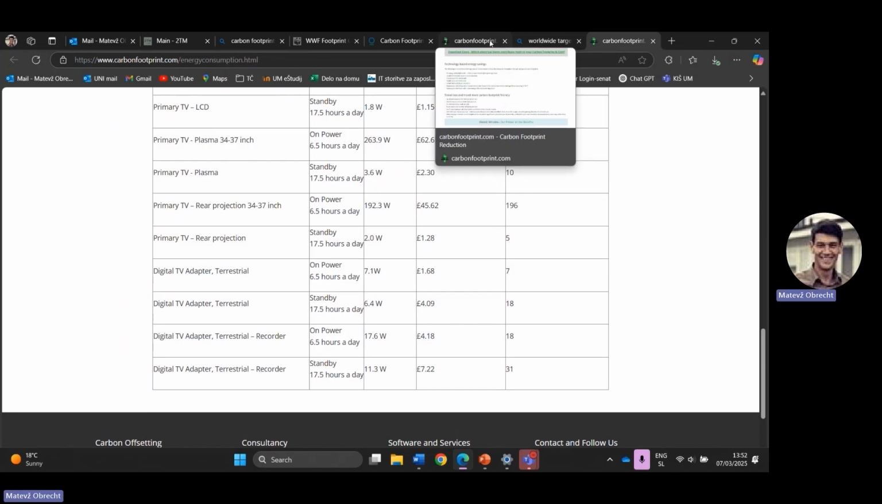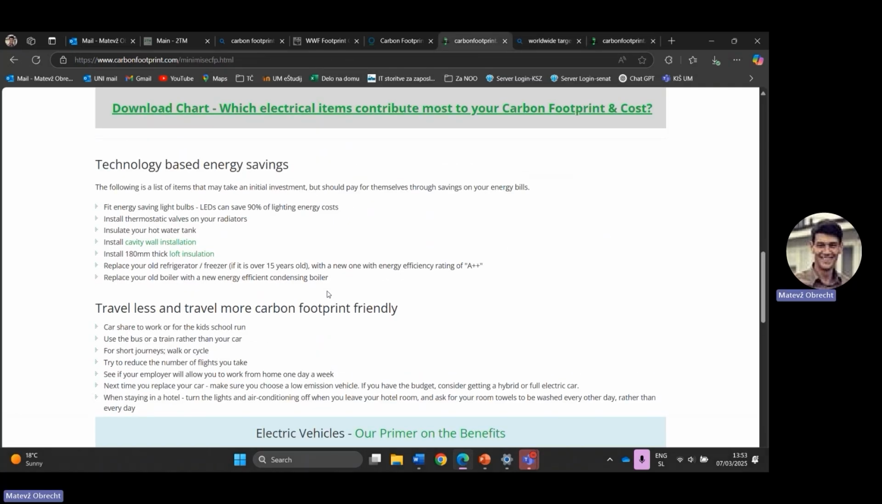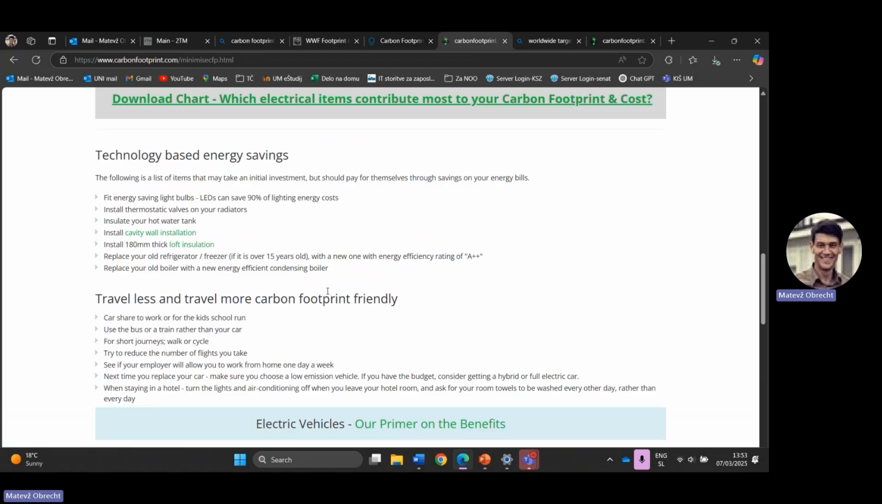And if we go again to some tips, what to do, you have technology-based energy saving. So fit energy-saving light bulbs, as seen also in the table. LED bulbs can save up to 90% of the electricity needed for lighting. Install new technology, insulate your house, water tank, and so on, and replace your old refrigerator.